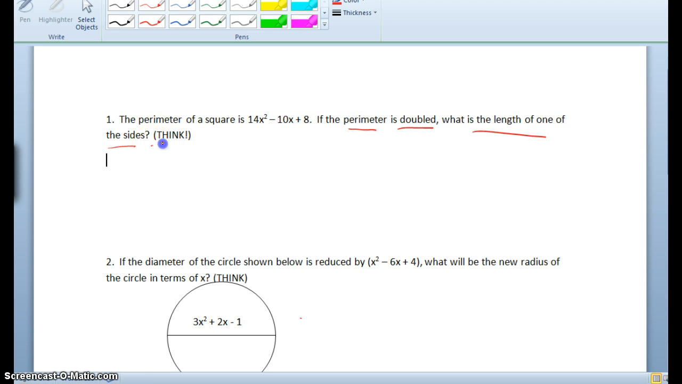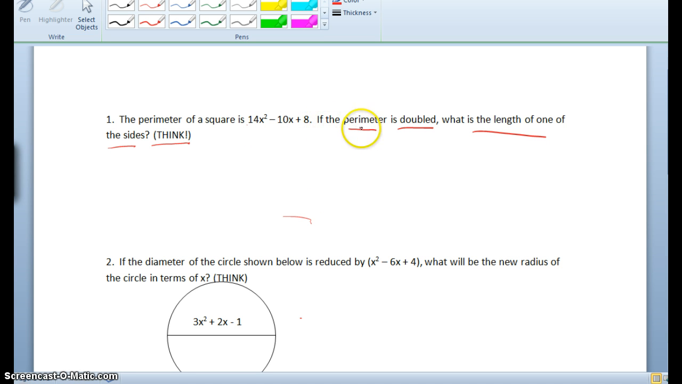Now, if you'll notice in your homework it says to think. What I want you to think about is, what does perimeter mean? Perimeter is the amount that you get when you add up the length of all four sides. Alright, this is the perimeter of the square.